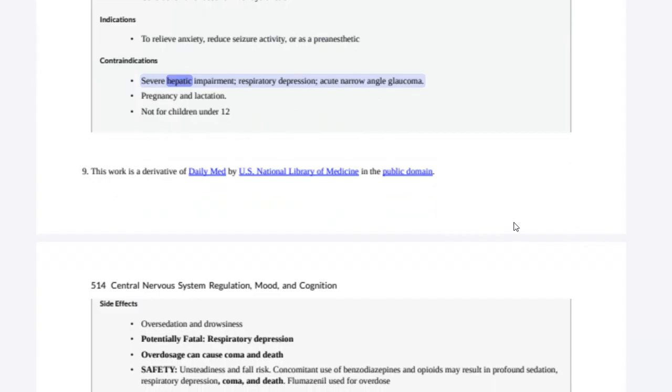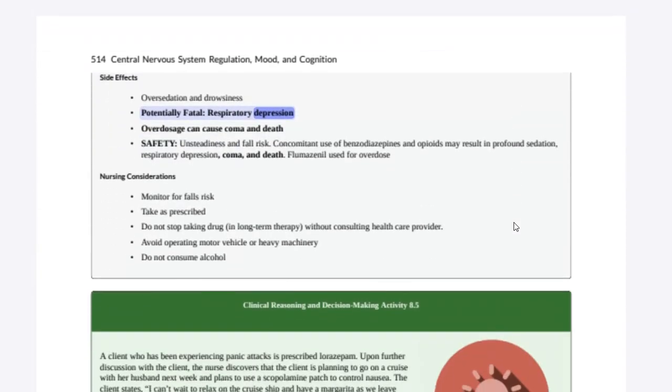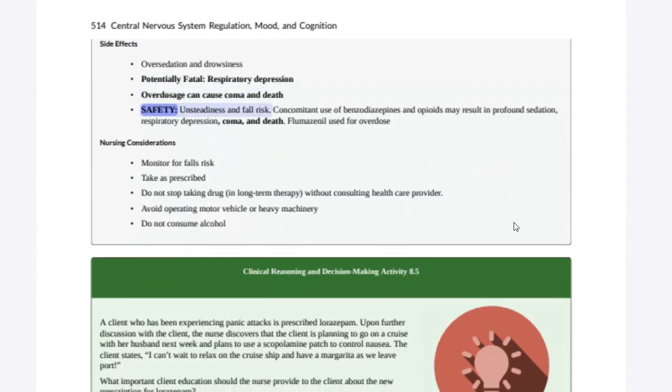Contraindications: severe hepatic impairment, respiratory depression, acute narrow-angle glaucoma, pregnancy and lactation, not for children under 12. Side effects: oversedation and drowsiness, potentially fatal respiratory depression. Overdosage can cause coma and death. Safety: unsteadiness and fall risk. Concomitant use of benzodiazepines and opioids may result in profound sedation, respiratory depression, coma, and death. Flumazenil used for overdose. Nursing considerations: monitor for falls risk.